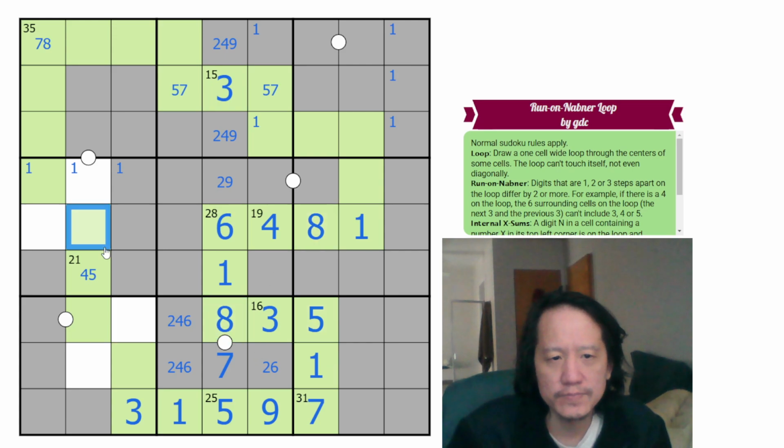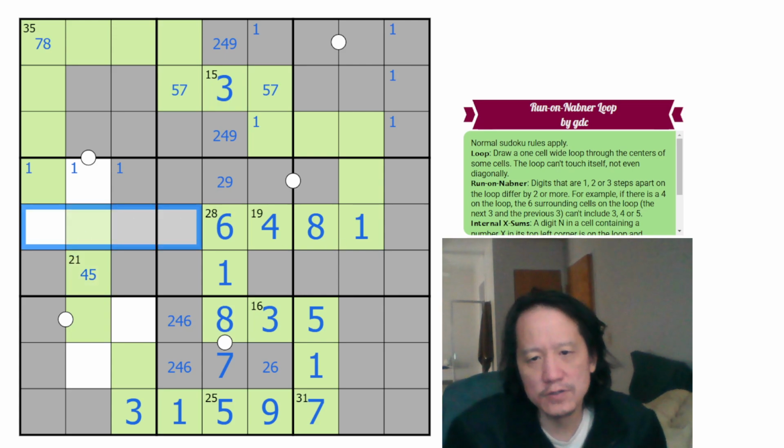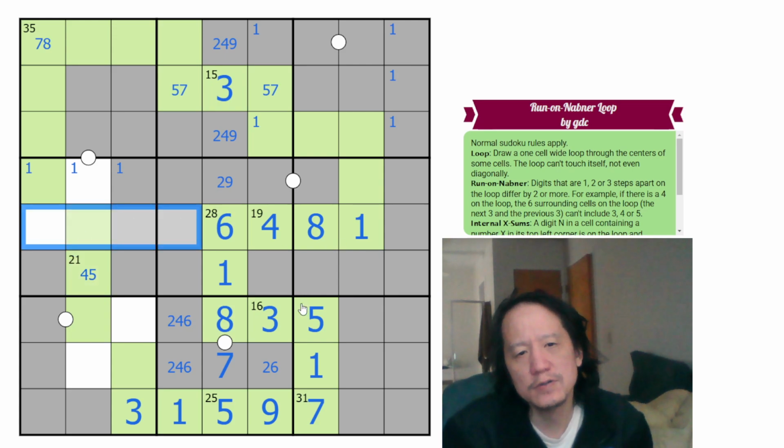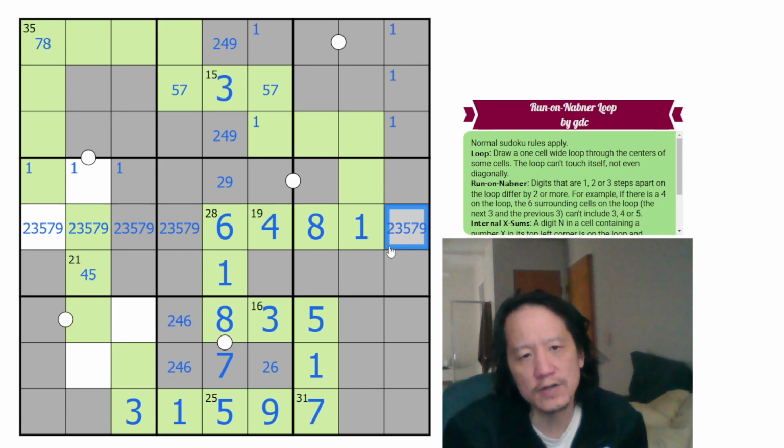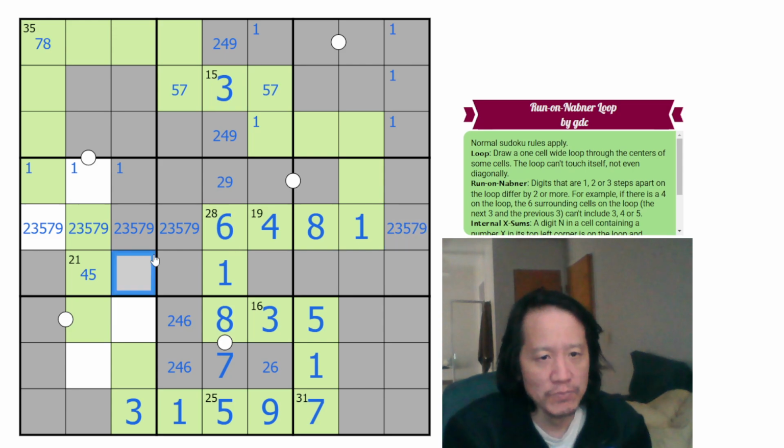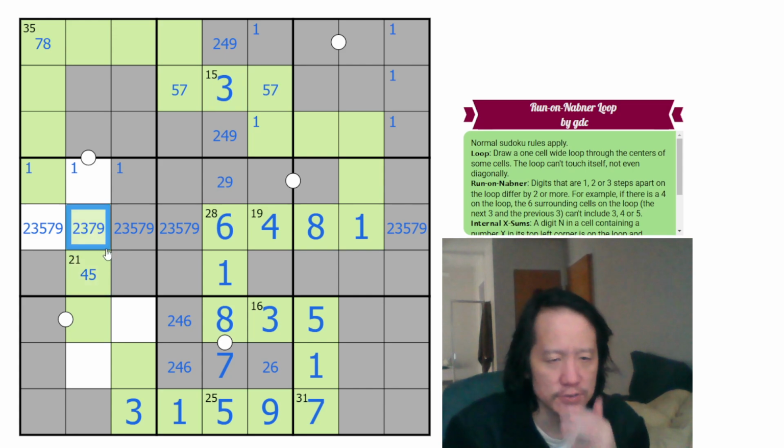Yeah. Anyway, the rest of these cells are what? 2, 3, 5, 7, 9. Yeah, this is 2, 3, 5, 7, 9. This cannot be 5, because if it were 5, that would be consecutive or the same as that digit, so this can't be 5.